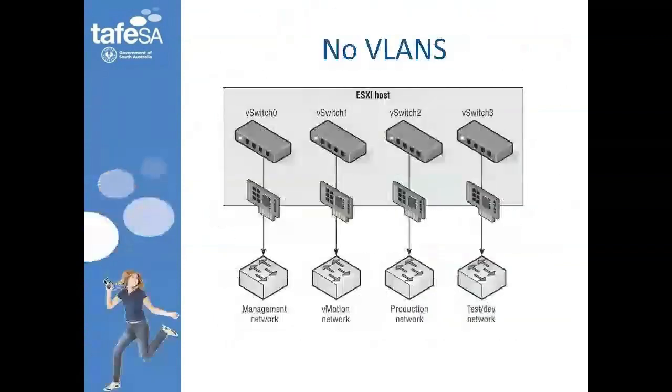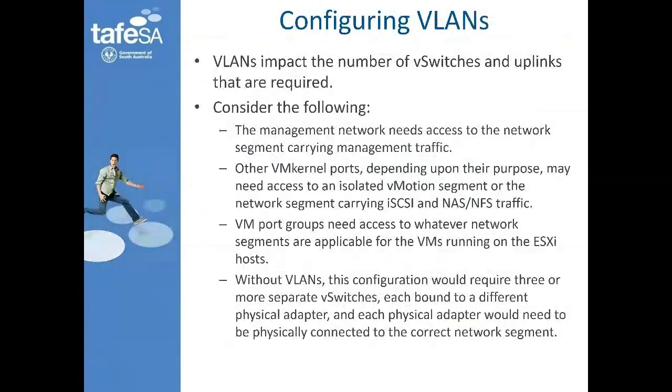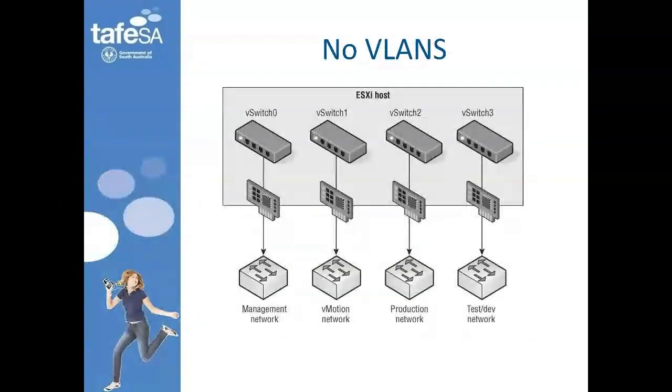So that's the benefit of VLANs, it reduces the number of physical switches you need, and the number of physical cables you need to uplink. And if we look at this picture, if we didn't have VLANs, we would have the 4 switches, 4 network cards at least, 4 physical switches at least, if there's no such thing as VLAN. You can see that's a bit of a waste, isn't it?